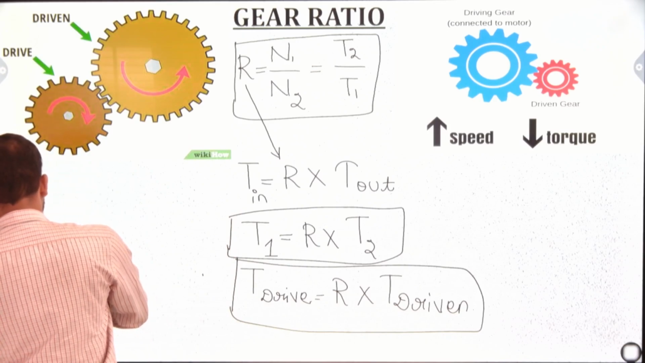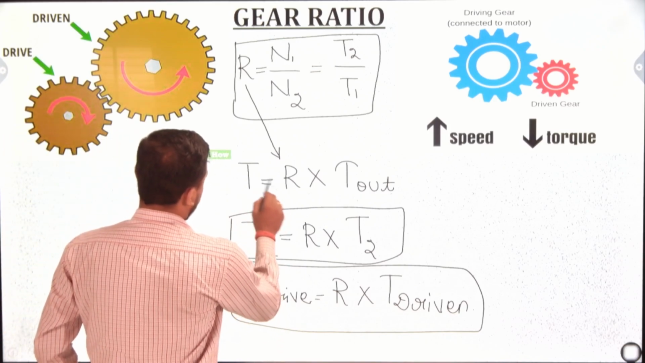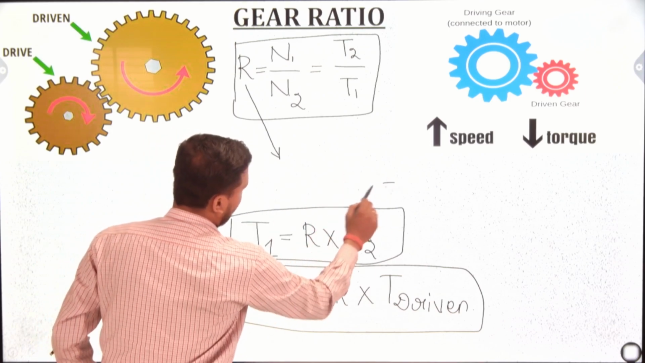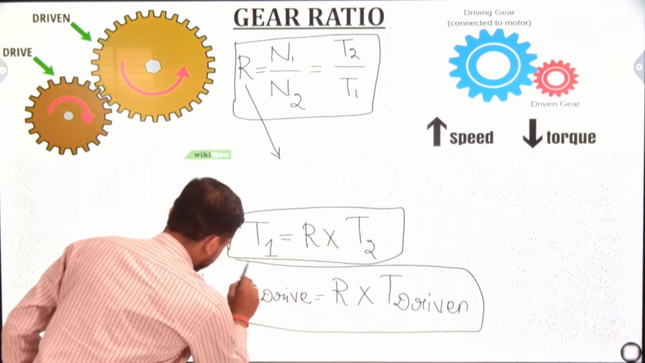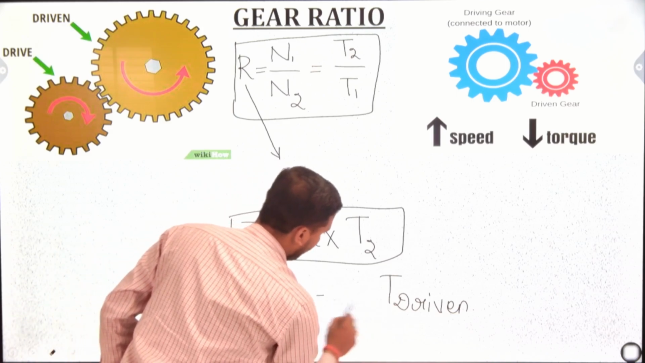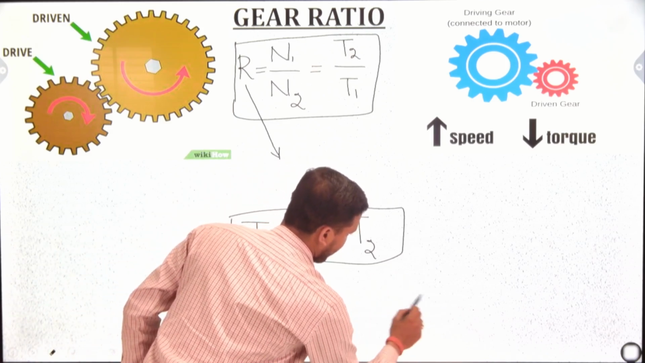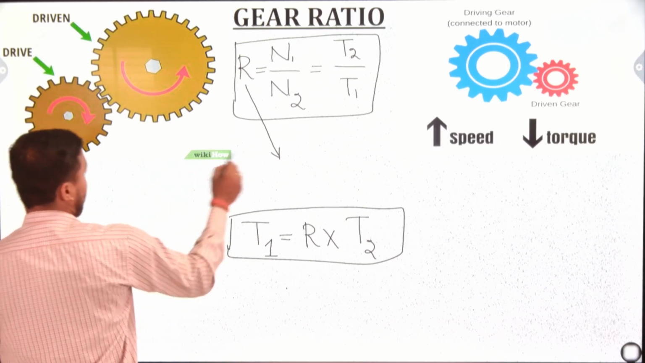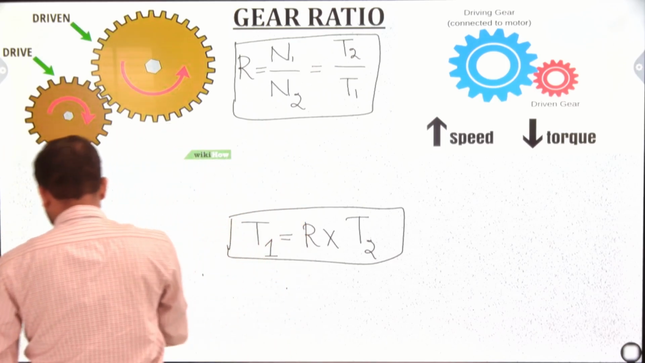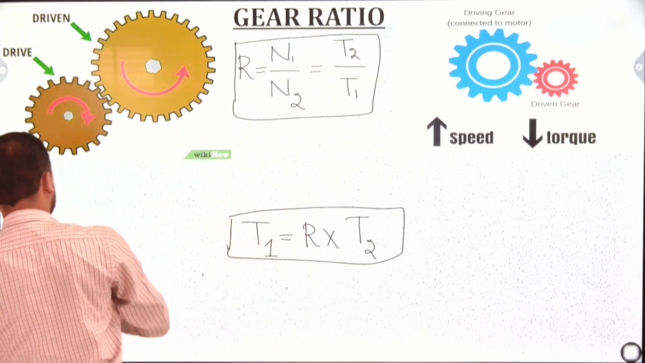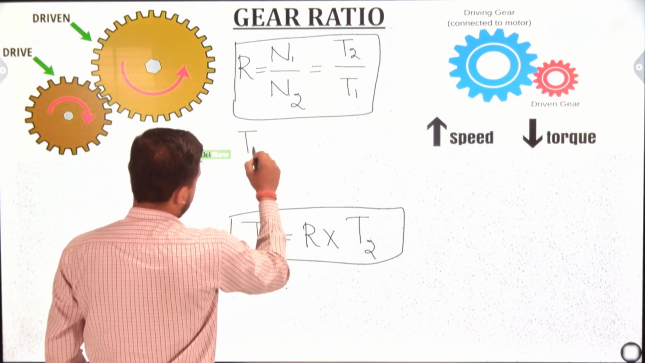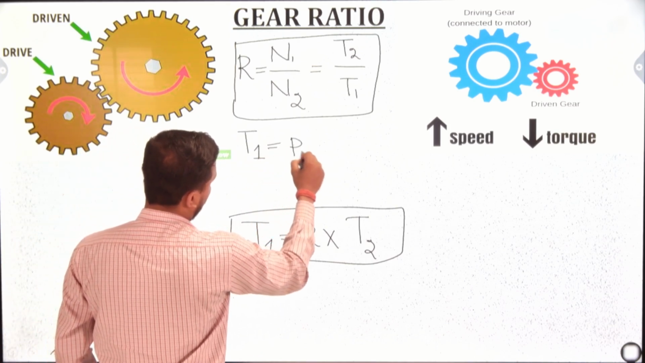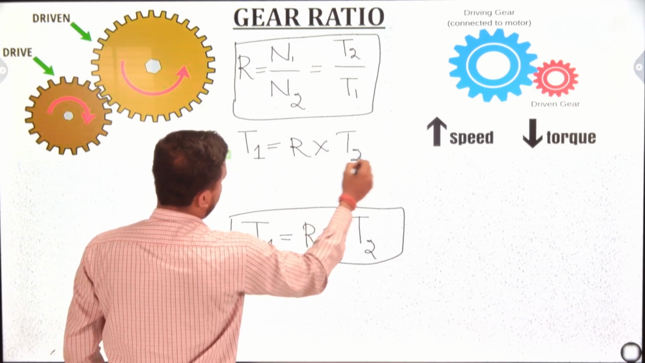So there are only two important formulas over here. One is to find the ratio. Another formula is for the torque. How to find the torque? That is T1 is equal to R into T2. These two formulas will play a very important role further on. T1 is equal to R into T2.